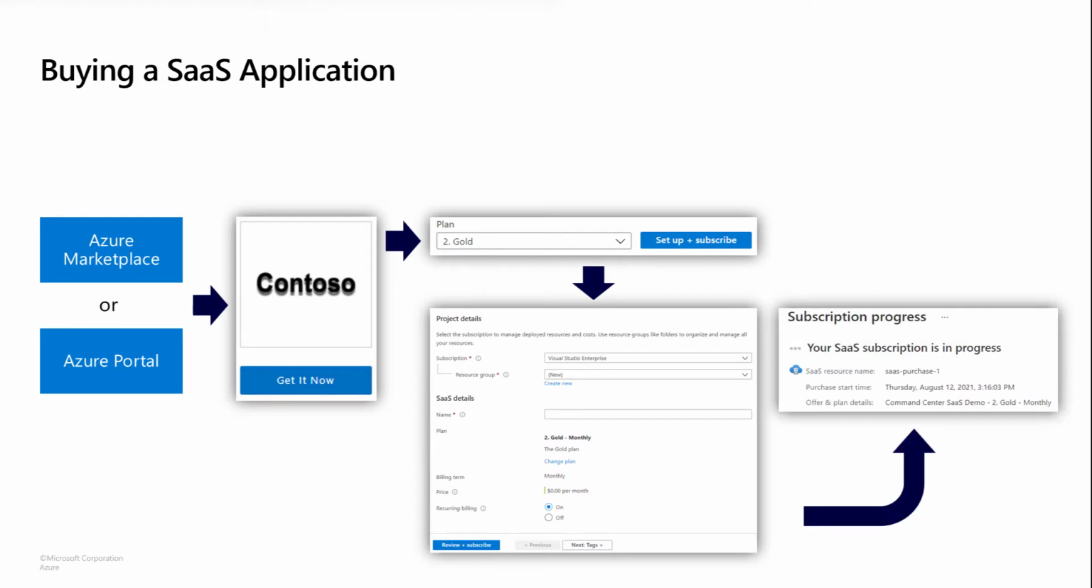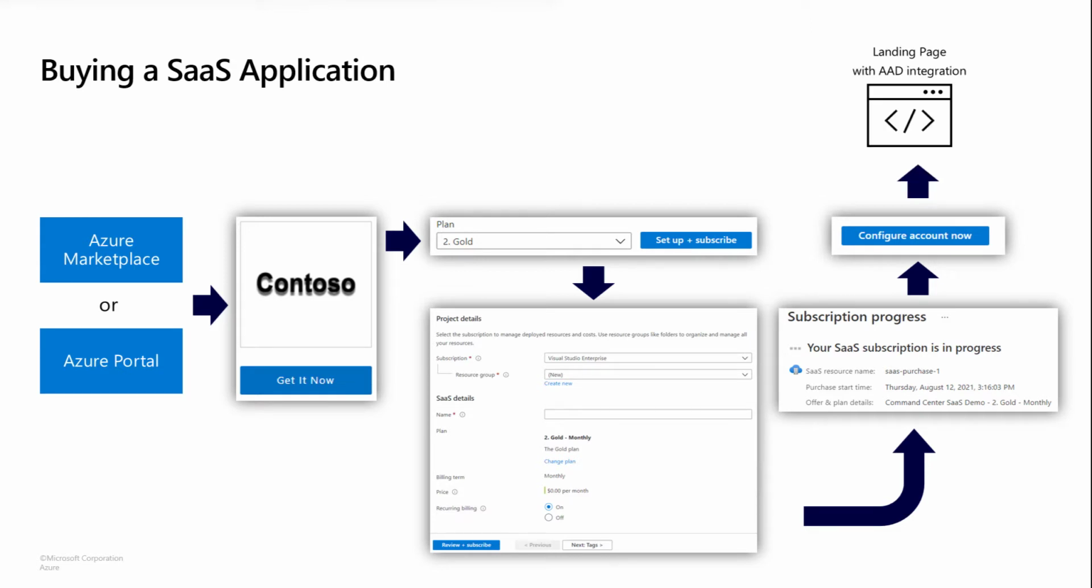Now from there, we hit review and subscribe, and it takes a little while for the SaaS subscription to be created. So we wait on that process for just a moment or two. And once we've done that, we're presented with a page that has a Configure Account Now button. That button will take us to what we call a landing page. Now, this landing page is a page where the publisher shows you information about the offer that you're purchasing and might validate that you're going to make the purchase by having you submit the web page to acknowledge the purchase.